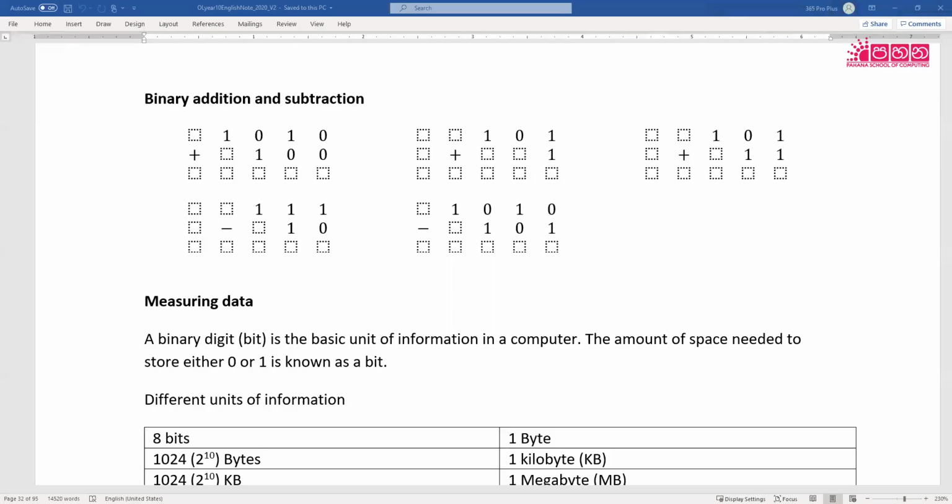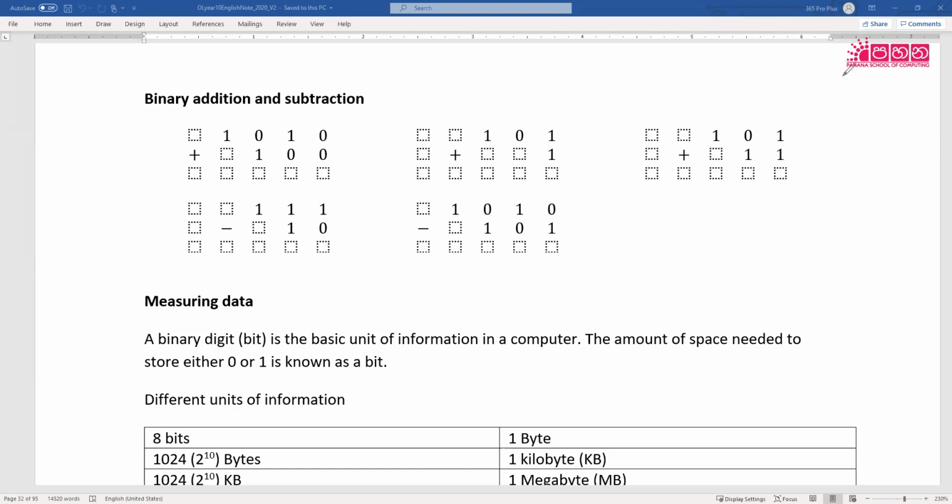So in this part, we are going to look at how to add binary as well as subtract binary. Here are a couple of things I'm going to do. In this particular case, first of all, we need to learn the basics, right?